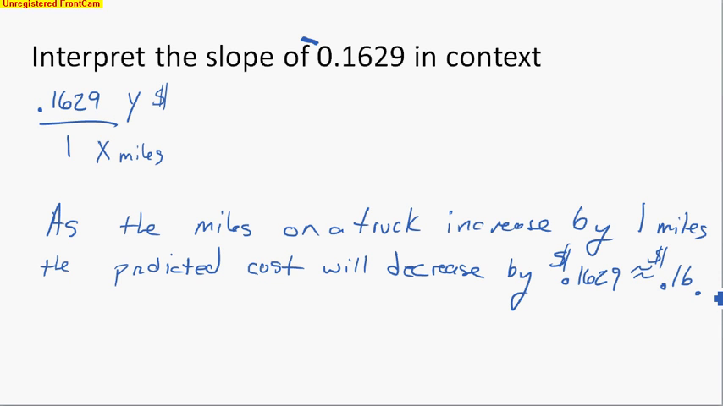And again, notice I just followed my script. As the x variable goes up 1 unit, the predicted y variable decreases in this case because it's negative by blank units. And again, the units for me is just dollars here. So as the miles on a truck increase by 1 mile, the predicted cost will decrease by 16 cents. So every time a truck has an extra mile on it, it's predicted that the cost of that truck will go down by 16 cents. So it actually makes a lot of sense in this problem.